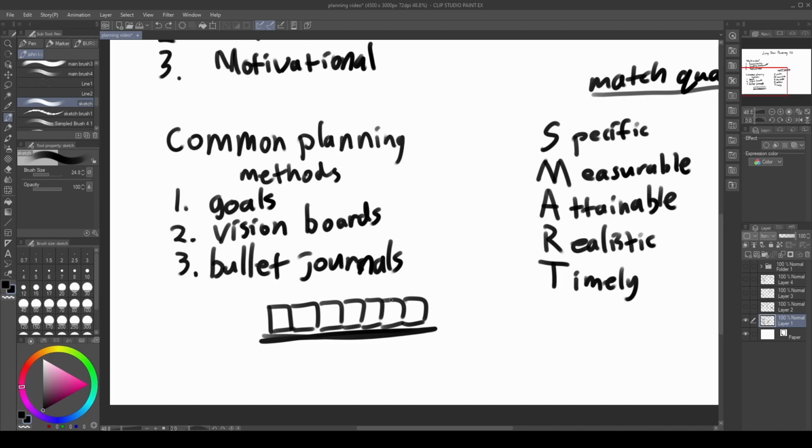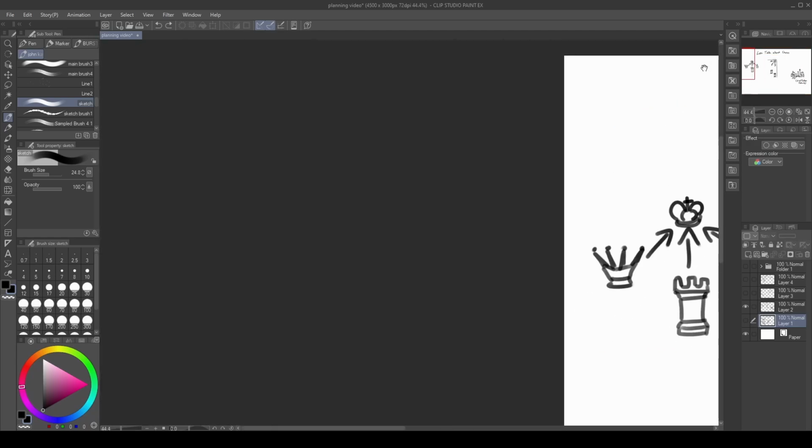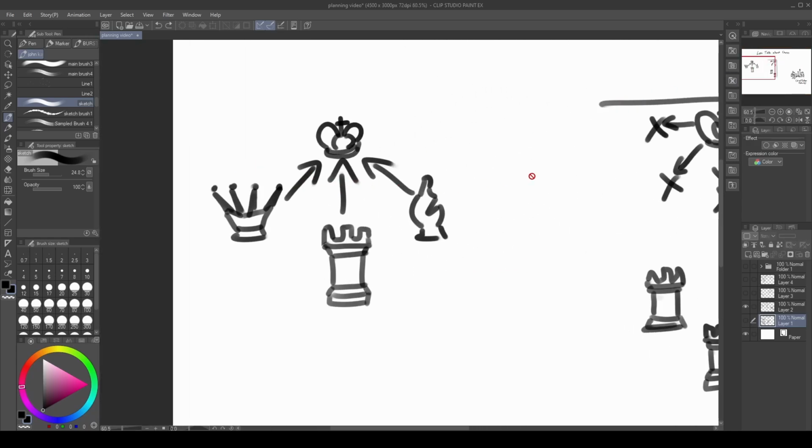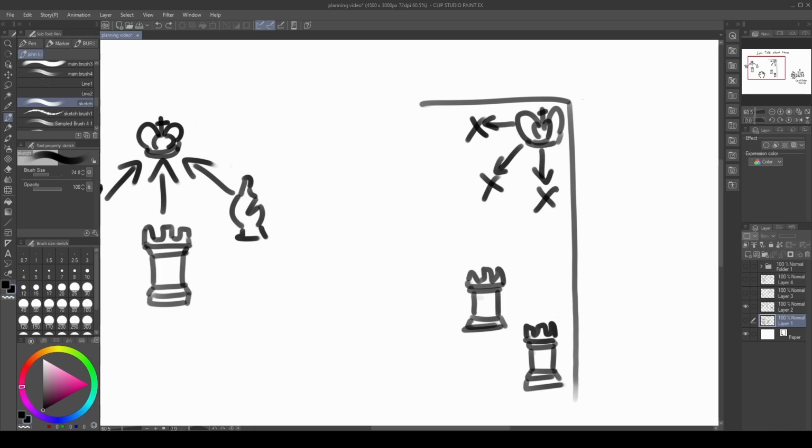So for example, I've seen some people track the weather. So let's talk about chess. So in chess, the goal is to capture the king. And yes, I know that's not actually how people play, but bear with me. So in order to capture the king, we need to get into a position called checkmate.